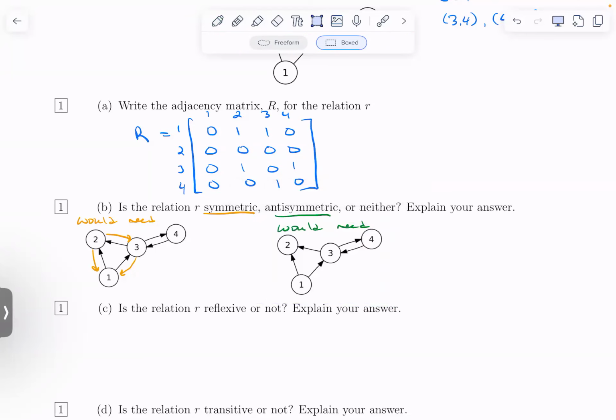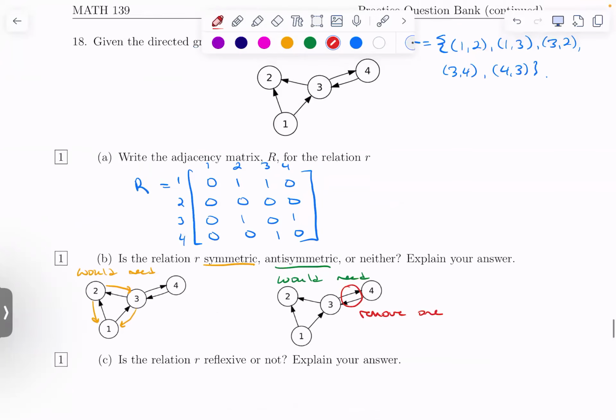We would need to remove one of these, because you can't have a flight in both. There are words, and when I post the solutions, I'll include all the words too, but it's nice to see the visual. Is it reflexive?